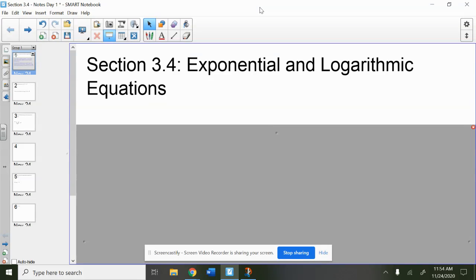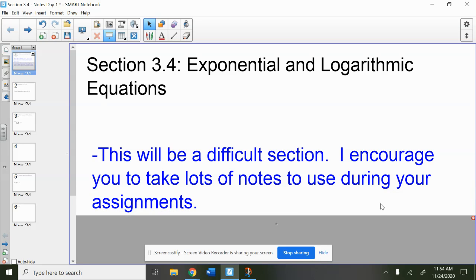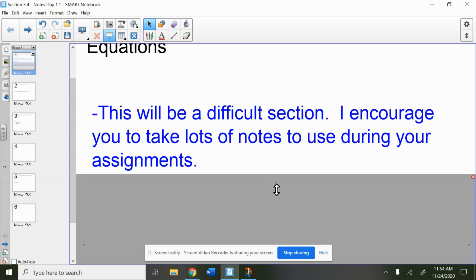All right, we're going to start section 3.4. It's exponential and logarithmic equations. I will tell you that this is definitely a difficult section. I'm highly encouraging you, again, to take notes, which you should already be doing. But if not, this would be a good idea. Definitely take them back and certainly keep referring back to them.